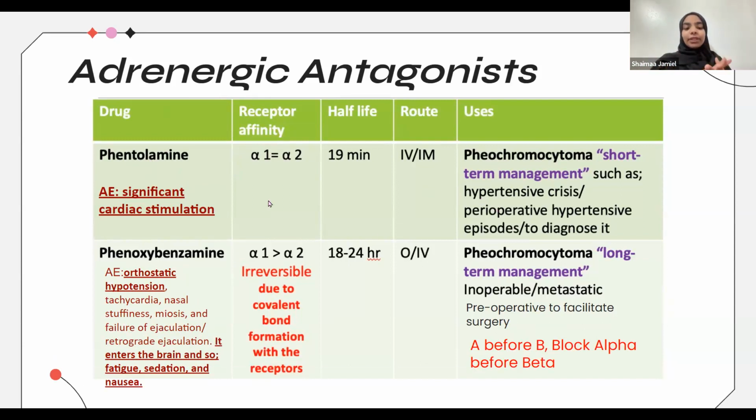But it's very, very important to know that because alpha 1 blockade is going to cause this vasodilation and sudden decrease in the blood pressure, this is going to cause reflex tachycardia, and the heart is going to increase the heart rate basically as a response, as a compensation to the decreased blood pressure.